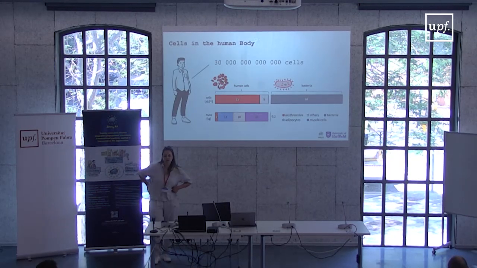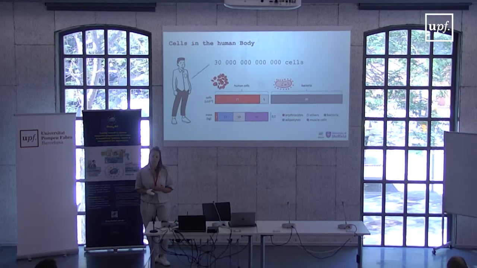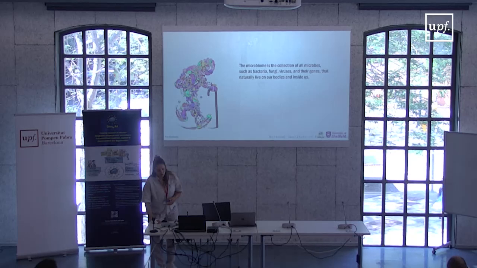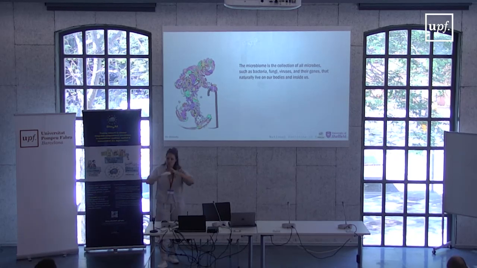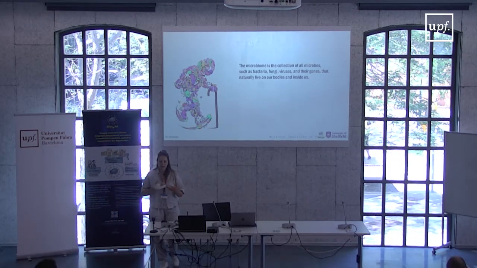So we are built of around 30 trillion cells. And within us and on us, we have around 38 trillion bacterial cells. And they are often within and on us in the sense of a microbiome. And what is this microbiome? The microbiome is just a title for the bacteria, fungi, viruses, and their genes, and they naturally live in and on our bodies.